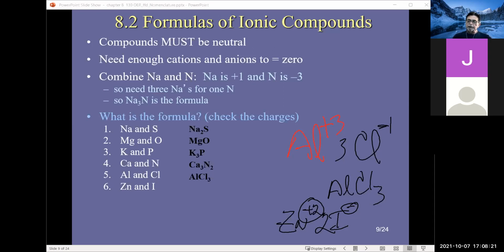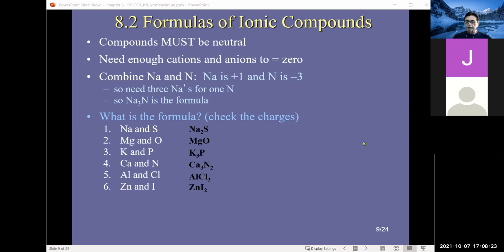And so my formula becomes ZnI2. Okay, now we got one more here. Actually, a little more challenging here because now you're looking at this Roman numeral. Remember, that Roman numeral describes the oxidation state of that metal. And Roman numeral 2 tells you that copper is in this state because copper is not part of the 16.